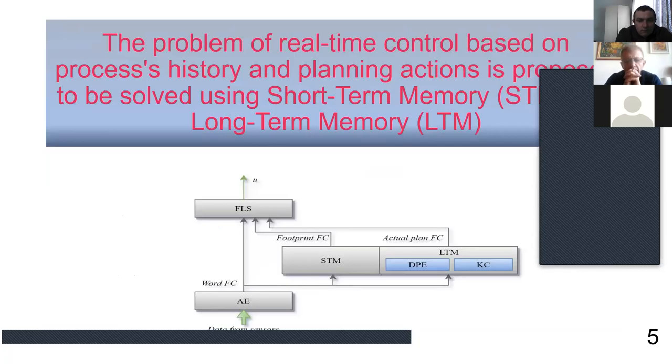The second problem, real-time control based on the process history and planning of actions, we propose to solve using short-term memory and long-term memory models. The footprint blue algorithm creates the event sequences of real time in short-term memory, and the dynamic planning engine creates the plan of action in real time in long-term memory.